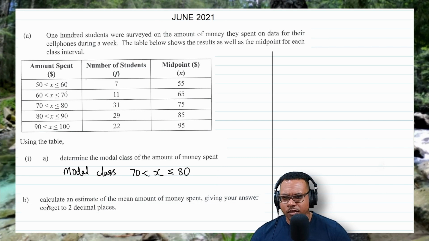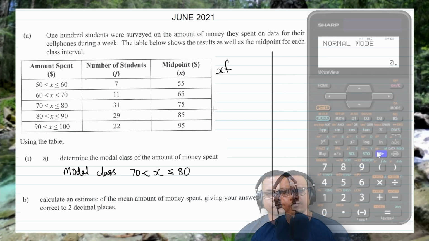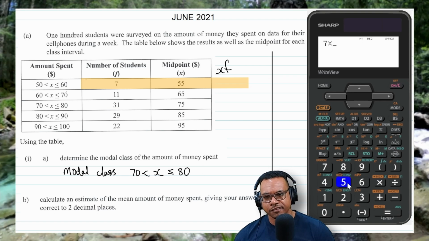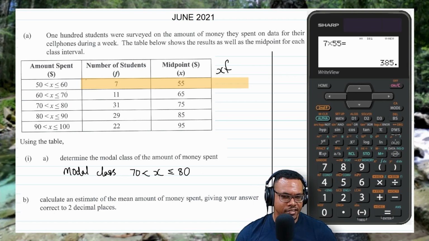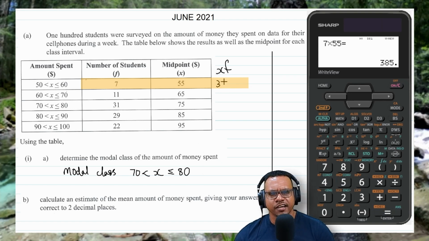So now for part B, they want us to calculate an estimate of the mean amount of money spent, giving your answer to 2 decimal places. Now this is frequency data. Of course, it's grouped frequency data, so we have to use our midpoint, which will be our X. And we need an XF column, which is multiplying the midpoints by the frequency. So I'll have an XF column here. I'll multiply 7 by 55, and I'll get 385. So I'll write 385 here.